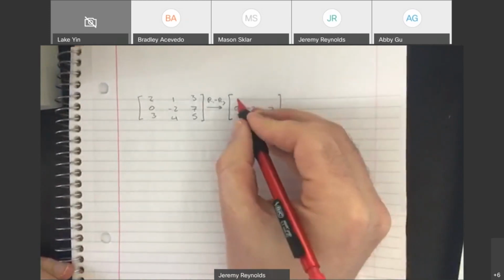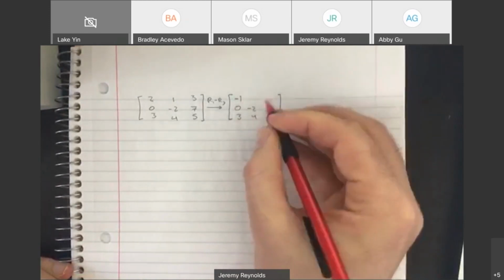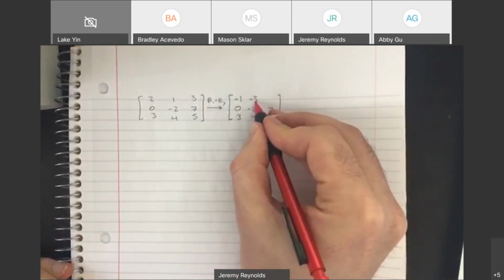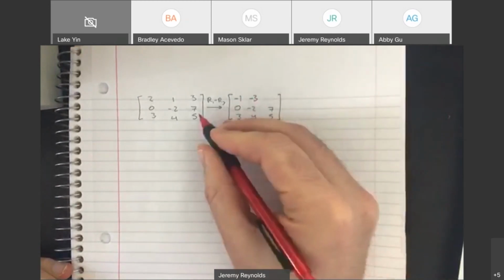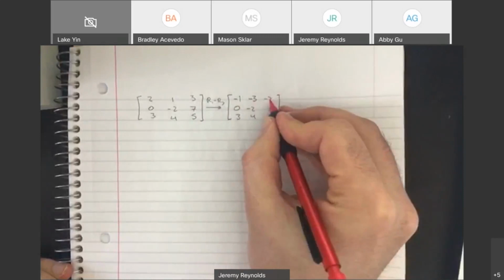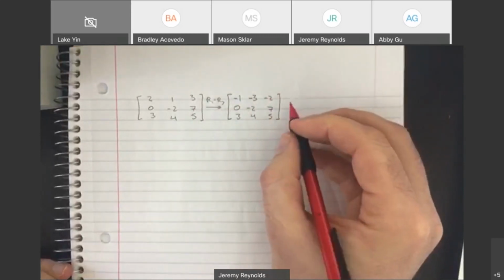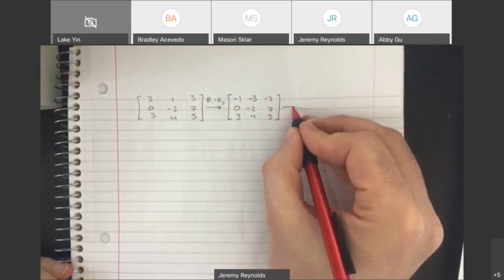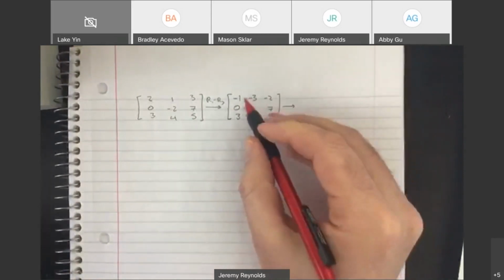And row 1 will become 2 minus 3 is -1, 1 minus 4 is -3, and 3 minus 5 is -2. So then if we were to go one more time, we almost have it.